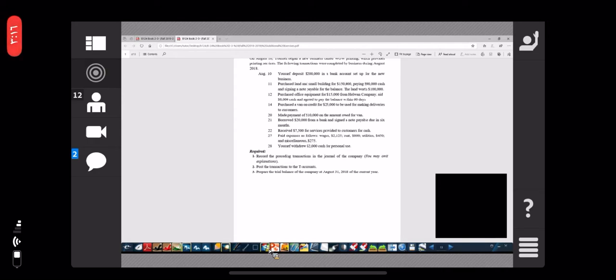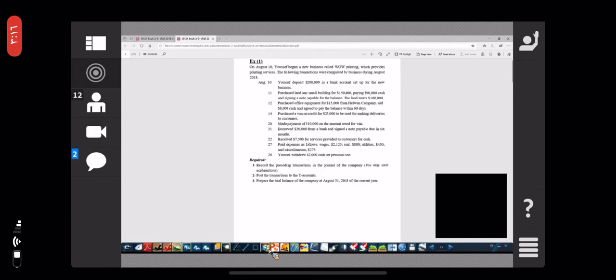What he said on 20 August: the company goes to pay for accounts payable. So we purchased a van. We said we purchased a van, a van purchased on account.